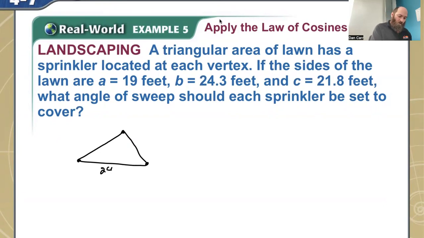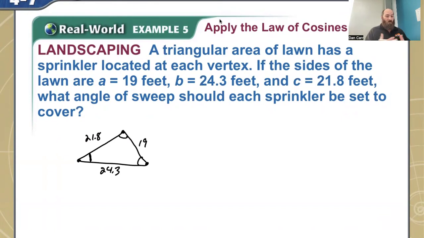Okay, so I'm going to go ahead and label this 24.3. This will be 19 here, and this will be 21.8. Okay, so the idea is that we want to find all 3 angles here because that will tell us what each angle of sweep is supposed to be for each sprinkler.